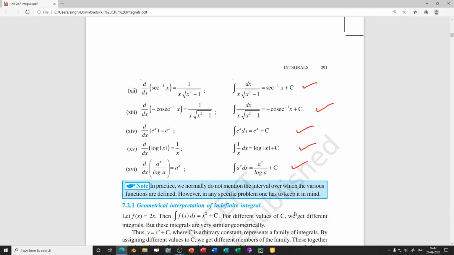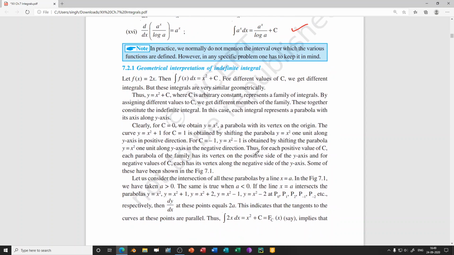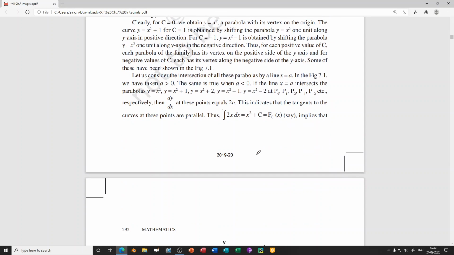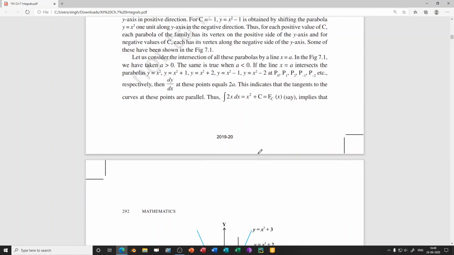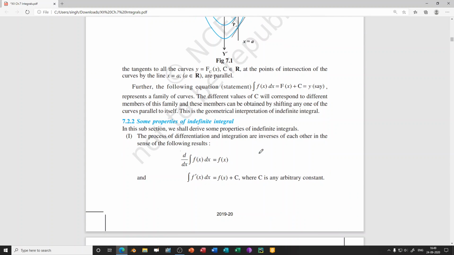Then integration of a raised to x dx is equal to a raised to x over log a plus c. So these are very important formulas of integration, and there will be many more. These are not the only formulas. We have to learn them thoroughly so that you will not find any difficulty in solving problems based on integration.